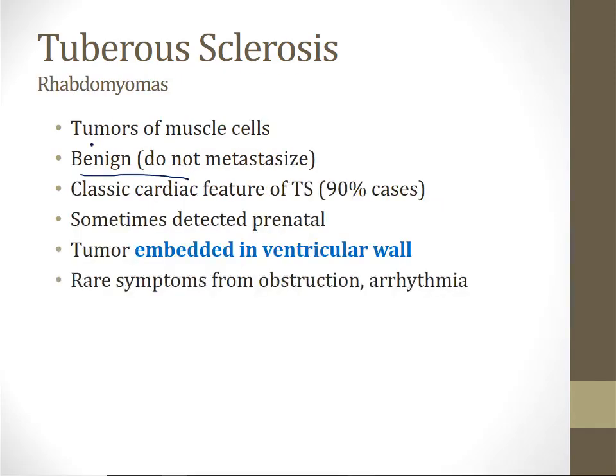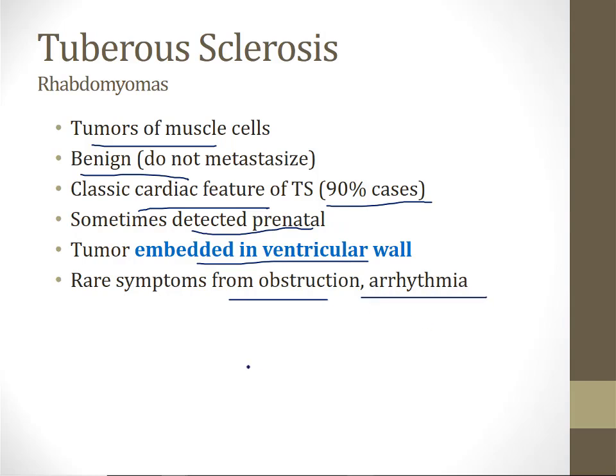Rhabdomyomas are benign tumors of muscle cells, and they are the classic cardiac feature of tuberous sclerosis. 90% of rhabdomyomas occur in children who have tuberous sclerosis. Sometimes these are detected on prenatal ultrasound. You can see the tumors embedded in the ventricular wall. Often they're asymptomatic, but sometimes they cause symptoms by obstructing the outflow of the left ventricle or by causing an arrhythmia. And I talk about rhabdomyomas in more detail in the cardiology video on cardiac tumors.